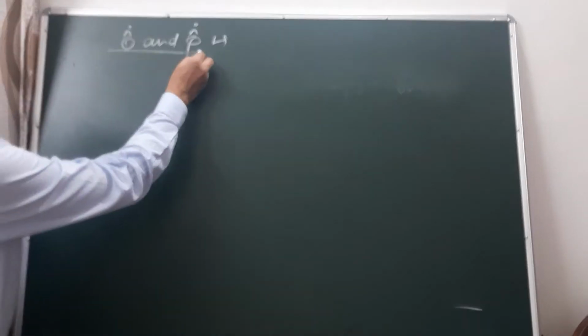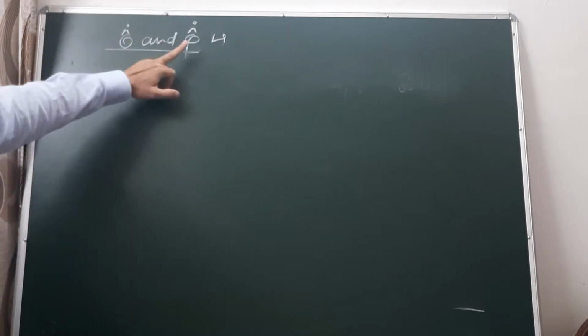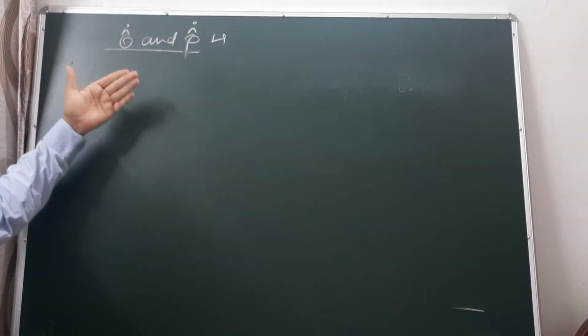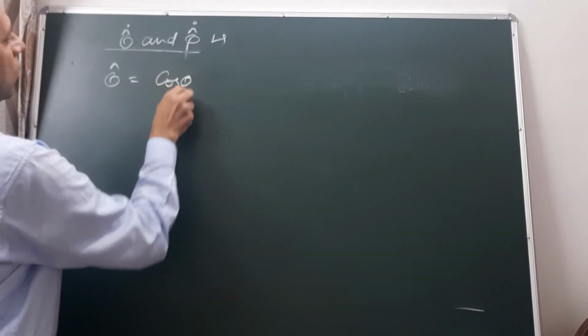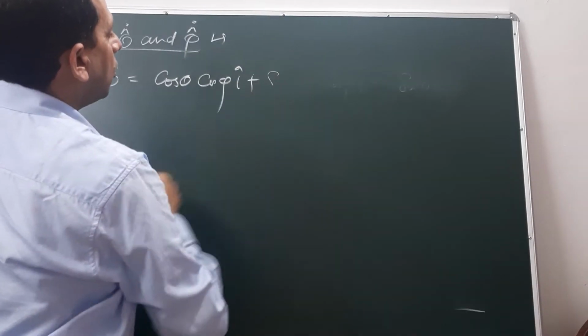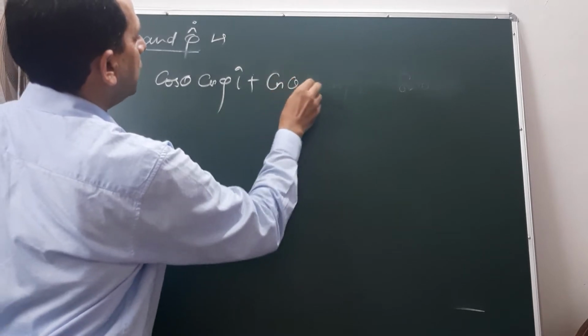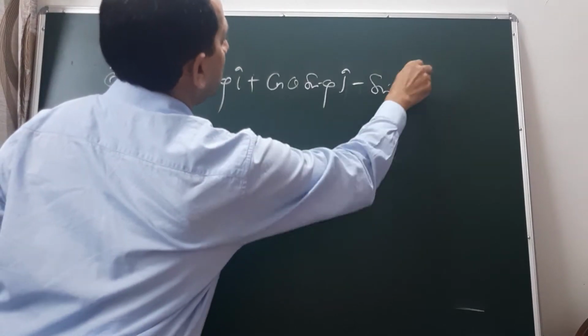Today we will find the value of theta cap dot as well as phi cap dot, because we have already used the results of these derivatives in the previous article of acceleration. Now, what is theta cap? We know that theta cap is equal to cos theta cos phi i plus cos theta sin phi j and minus sin theta k. This is the value of theta cap.